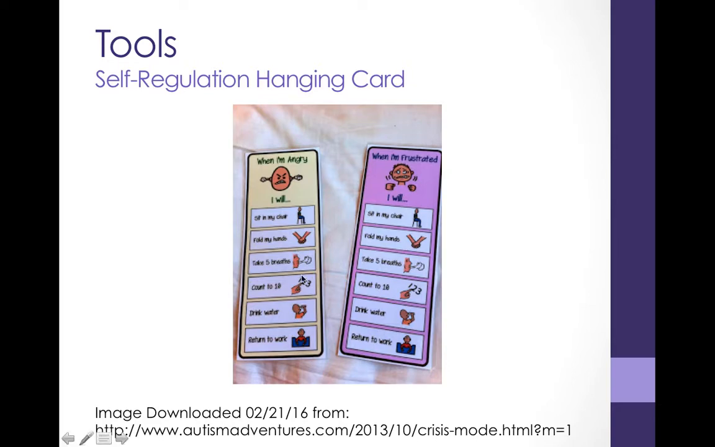So these are just some self-regulation cards. This is when I'm angry, when I'm frustrated. These are things that I can do. You could put a little hanger on them to put on the doorknob, which gives you a reminder. Another type of visual is to give information about what my options are. And I like that they have nice, readable, legible text with the symbols to encourage that literacy.